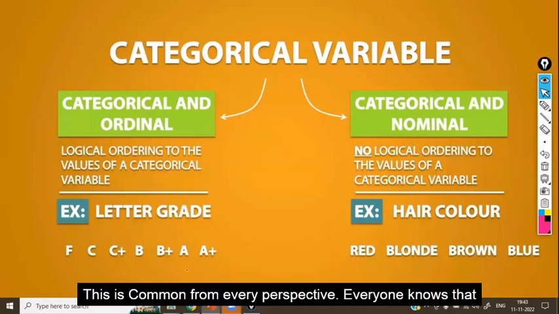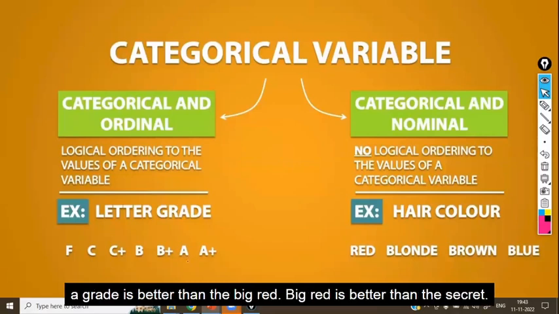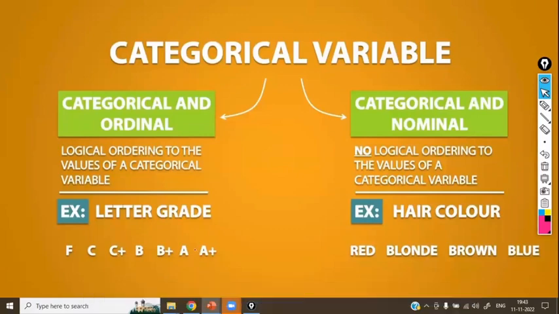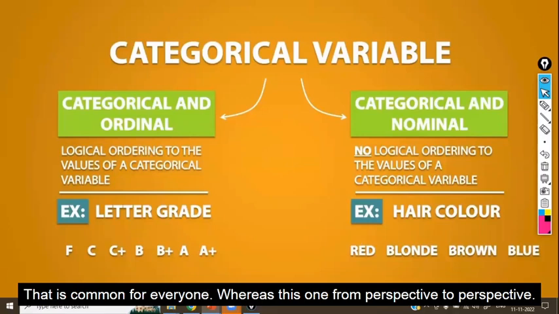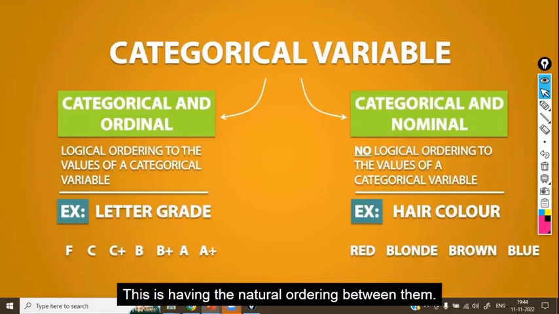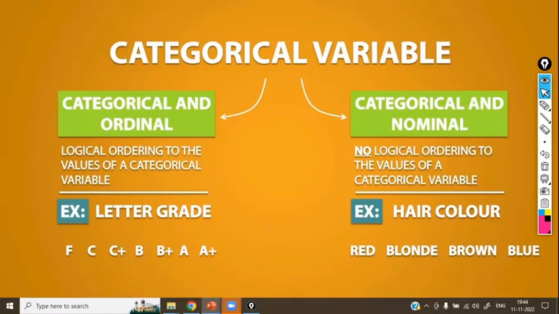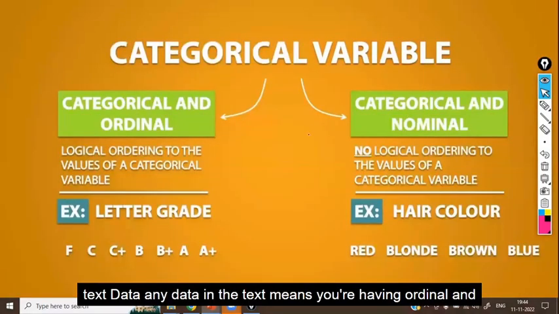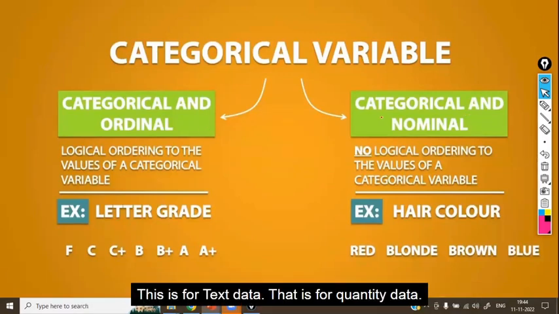But if you see letter grades, from every perspective this is common. Everyone knows that A grade is better than B grade, and B grade is better than C grade. Not only you, not only me, any person in the world knows this. Whereas for the hair colors, the order changes from perspective to perspective. There is no natural ordering between them, while this one has a natural ordering. Any data in text means you have ordinal and nominal.